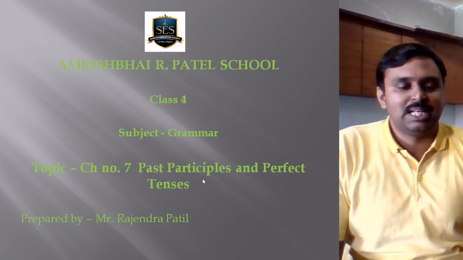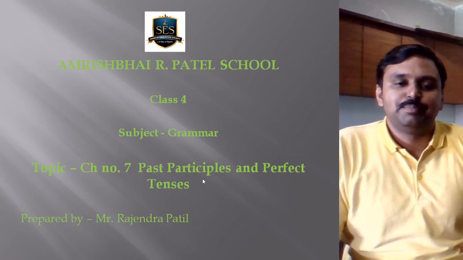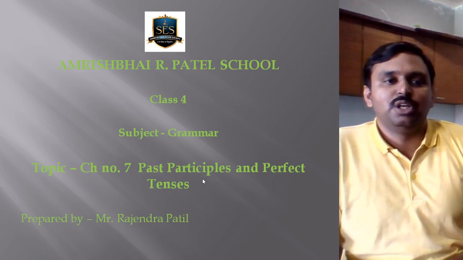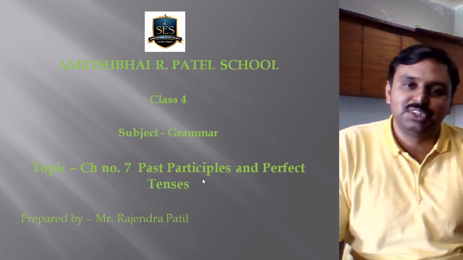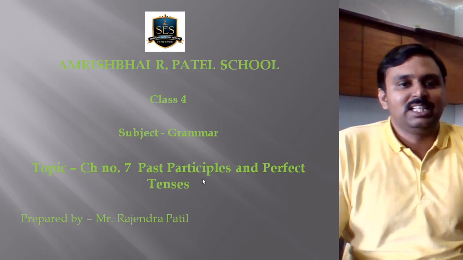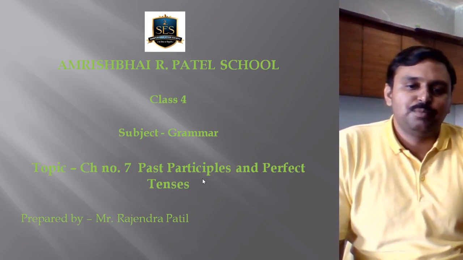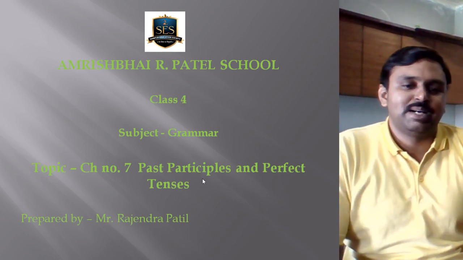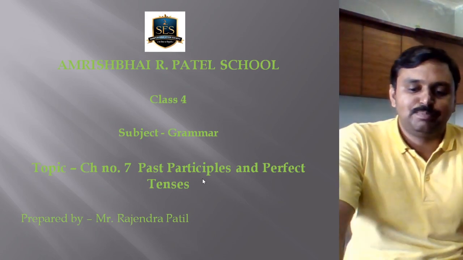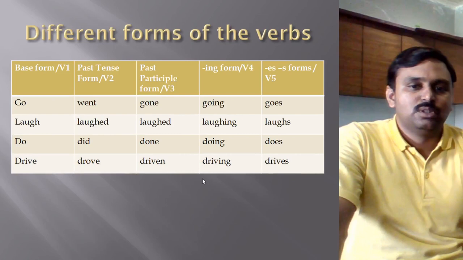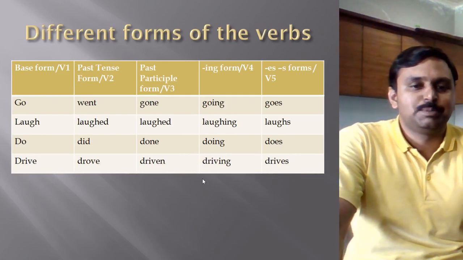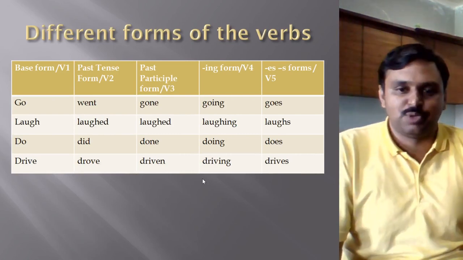The grammar chapter number 7. In the previous chapter number 6, we discussed the ing form verbs and exactly how these verb forms are used in continuous tenses. Now let's talk about the first one, past participle. Actually, participles have two forms. One is present, another one is past form.